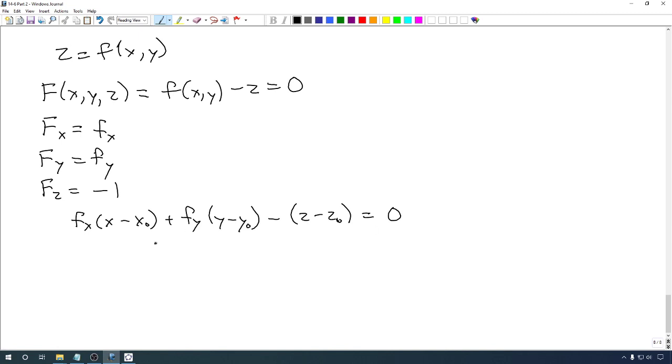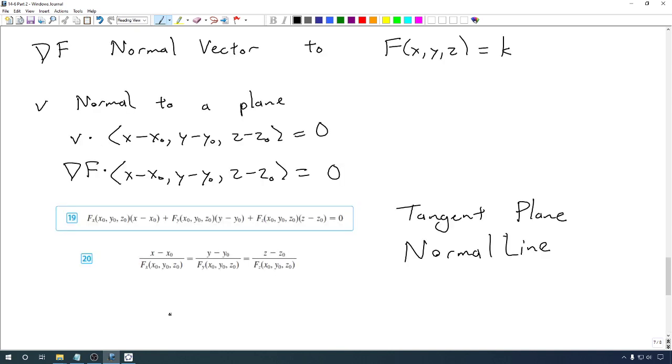And if we move the stuff around, that turns into z minus z naught is f sub x times x minus x naught plus f sub y times y minus y naught. And technically f sub x and f sub y are both at x naught, y naught. So this is exactly the same equation that we had for a tangent plane to an equation of this form. So you can actually view what we've been looking at before as a special case of this more general formula. Just you have to do a little bit of work to put it in the correct form.